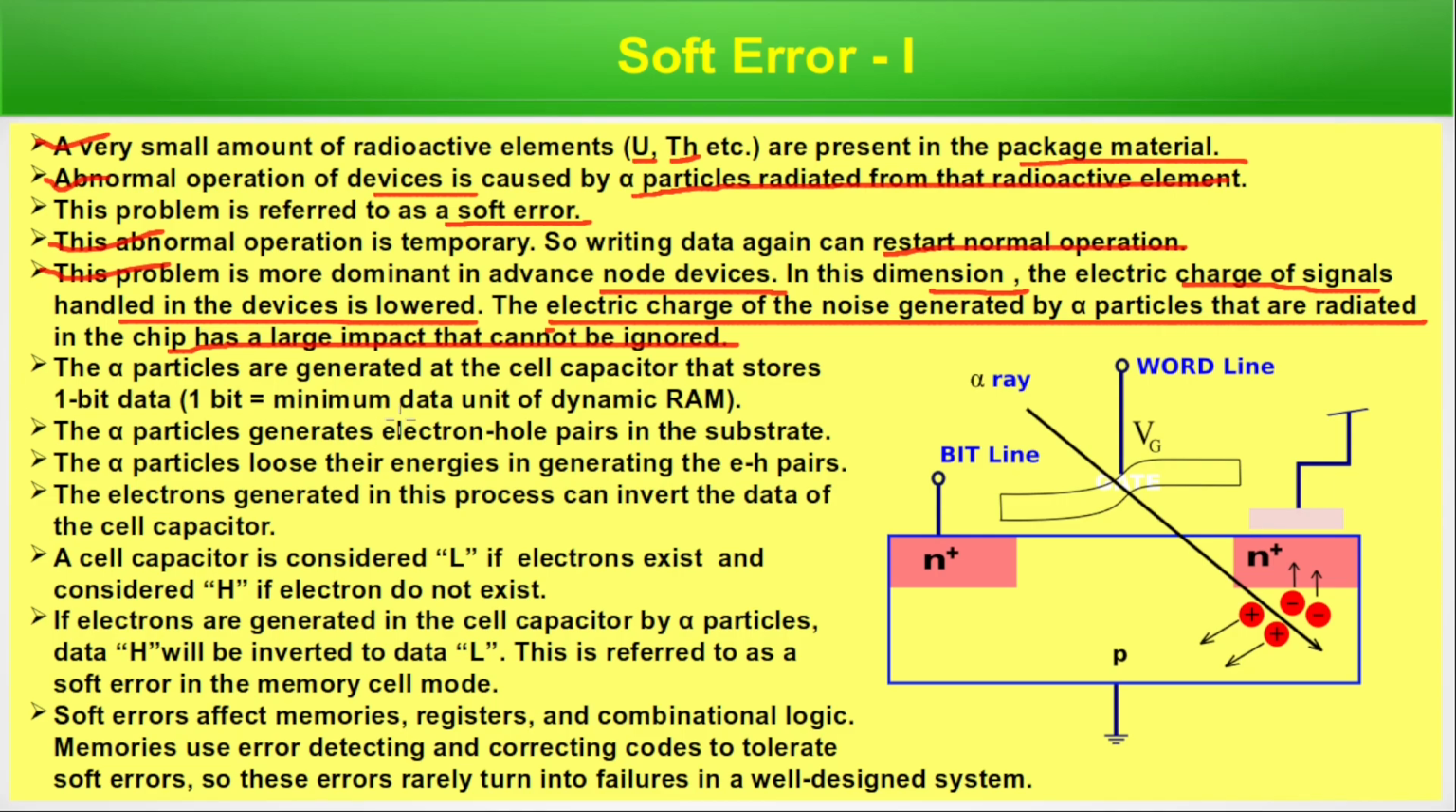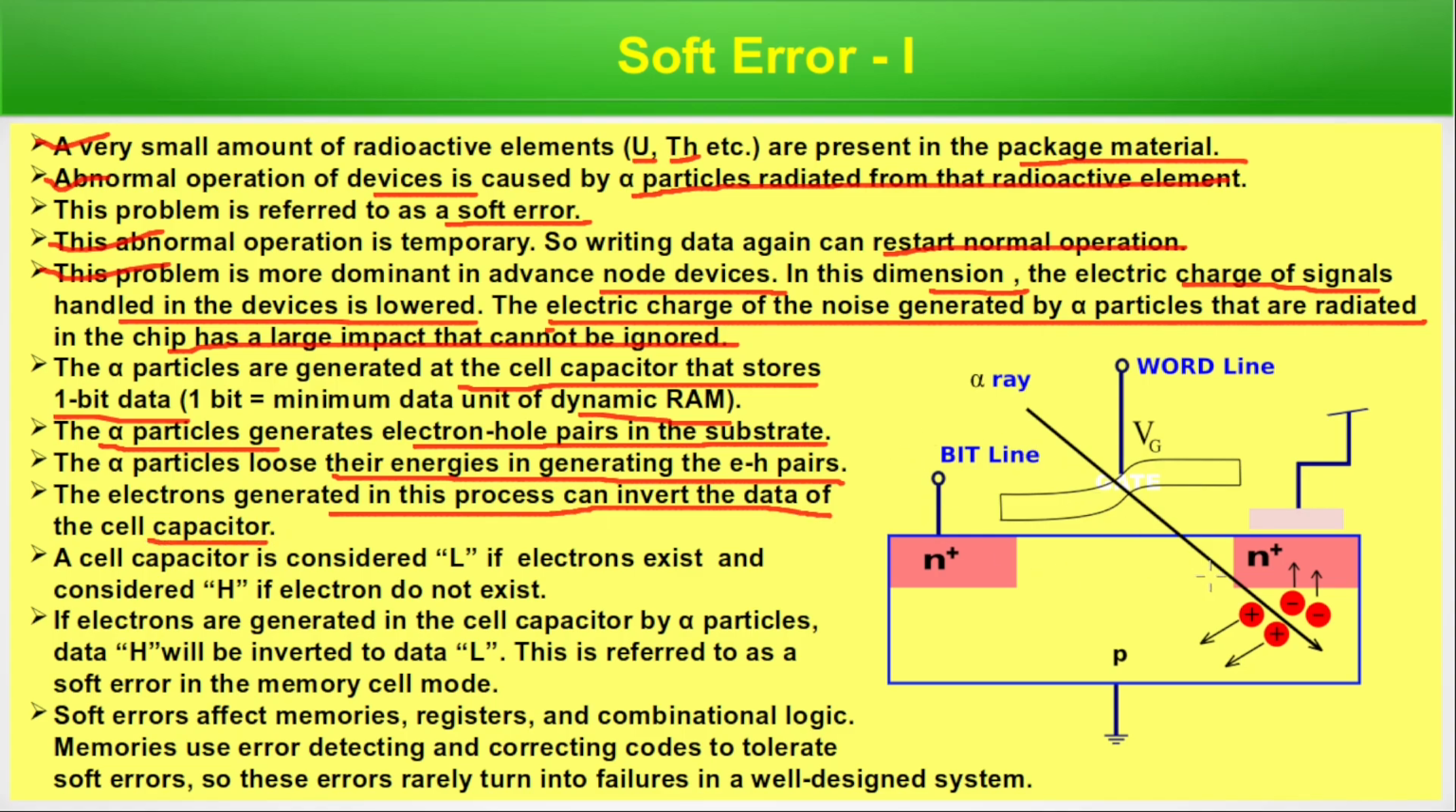The alpha particles hit the cell capacitor that stores 1 bit of data, the minimum data unit of dynamic RAM. We have mentioned that it's more important for memory devices. The alpha particles generate electron-hole pairs in the substrate. Alpha particles lose their energy in generating the electron-hole pairs. The electrons generated in the process can invert the data of the cell capacitor.